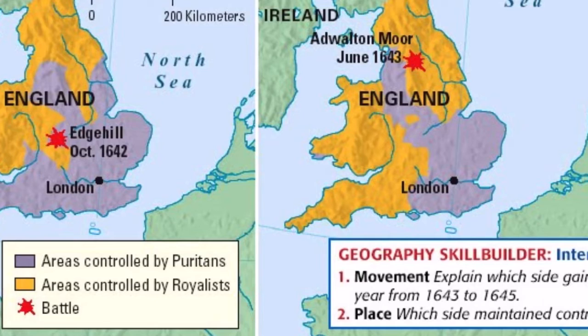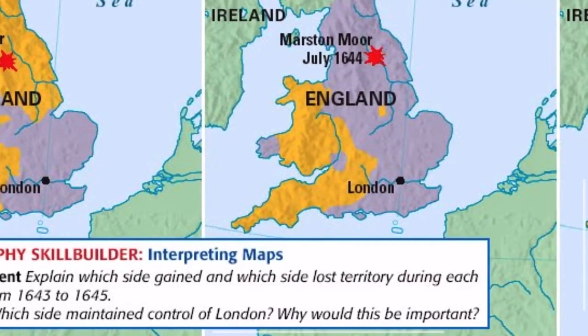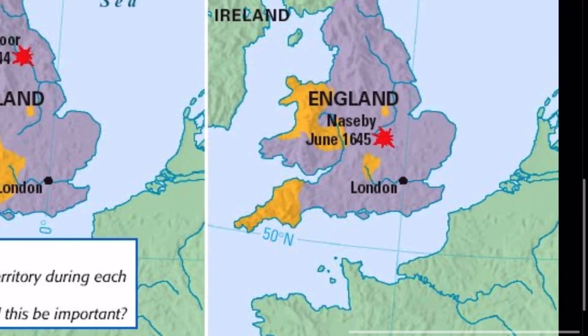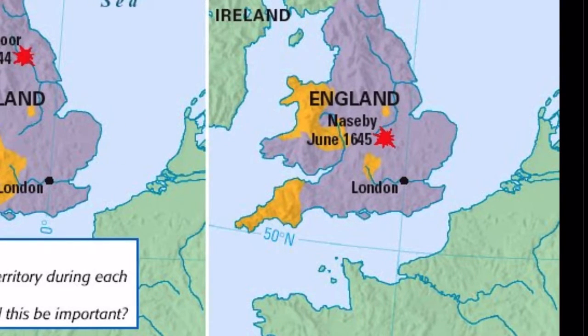And so, as you can see, the royalist power of the king is kind of breaking apart as the Puritans are spreading out throughout England. And eventually, by the end, that's what it looks like. Most of England is basically under the control of the Parliament, or at least the people who are against the king.